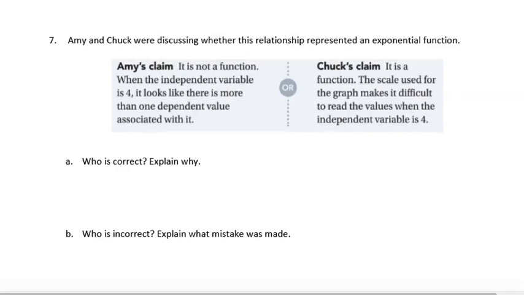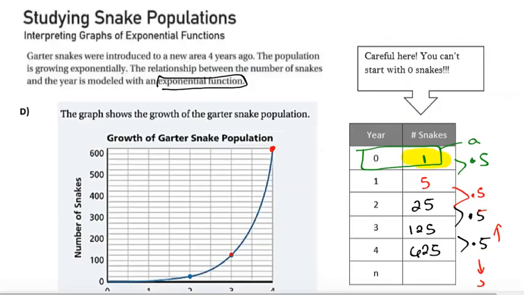So, all right, back to Amy and Chuck here. Amy says it's not a function. Chuck says it is a function. Amy says it looks like there's more than one dependent value associated with it. And Chuck says it's difficult to read. I don't know, but here it is. So here's our graph. If I drew my vertical line somewhere, sure, we'll throw it right there, and we just drag this line through. It looks like it only hits one point at a time on the entire function, so it looks like it passes the vertical line test.